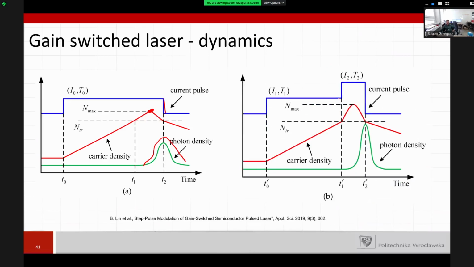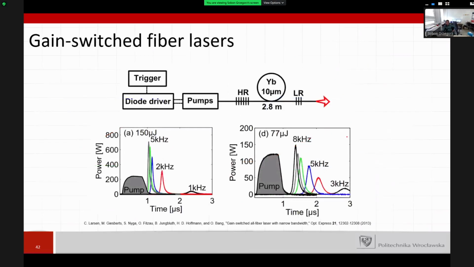There can be, of course, some modifications to this profile of the pulse, so you can make a kind of pedestal here, which can further shorten the pulse. So you see that the pulse here is shorter than the pulse here, and it has a higher intensity. So this is a semiconductor laser with gain switching. This can also be applied to fiber lasers.